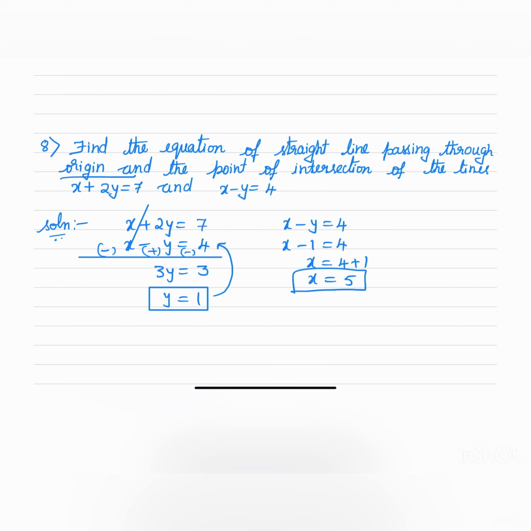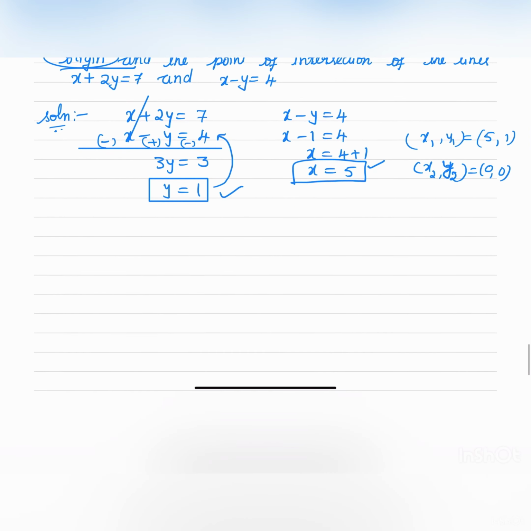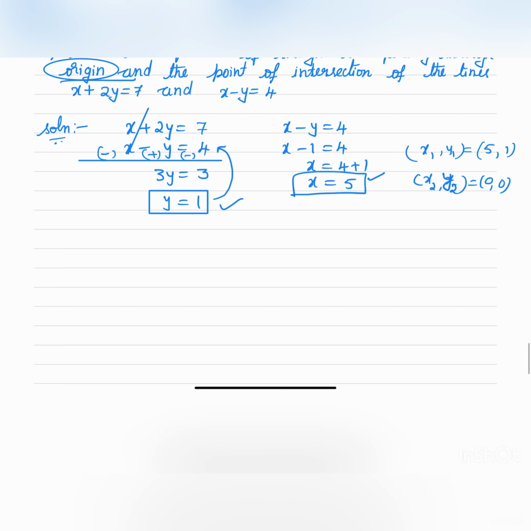Now the required points are x1, y1 is equal to (5, 1), and x2, y2 will be (0, 0) because they have given that it is passing through the origin. Let us find the equation. We know that y minus y1 is equal to m into x minus x1. And we need to find m here.